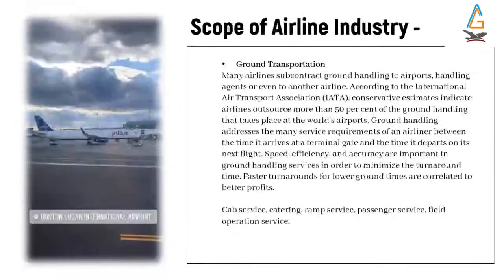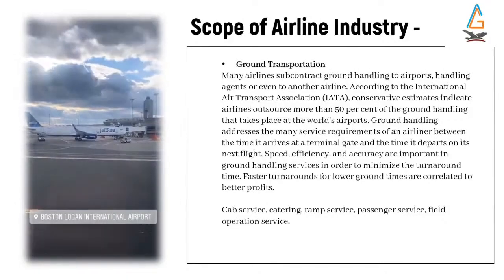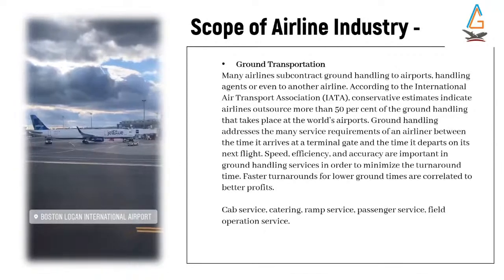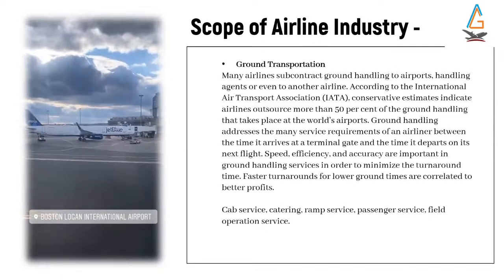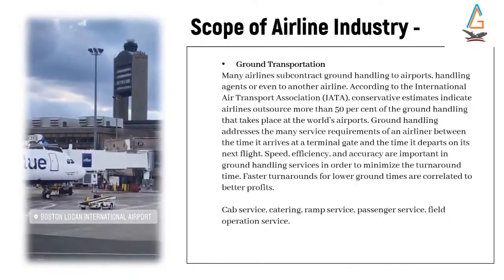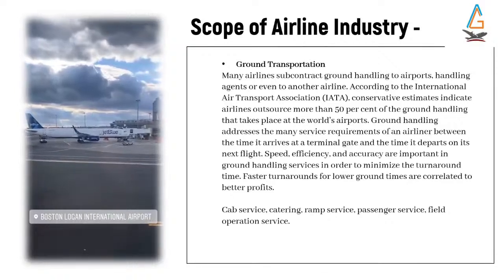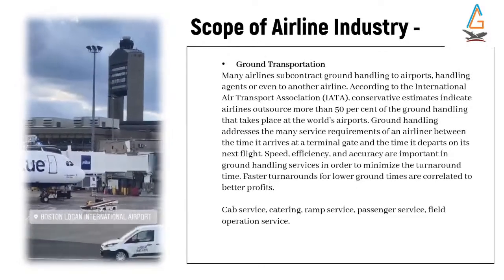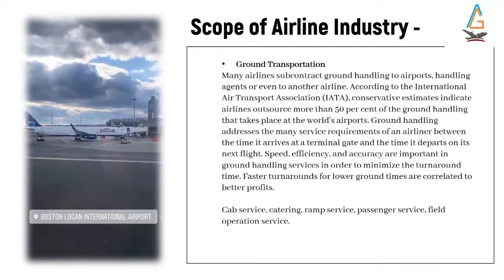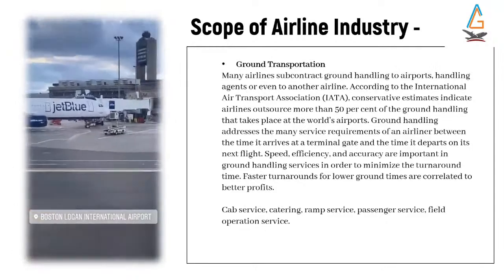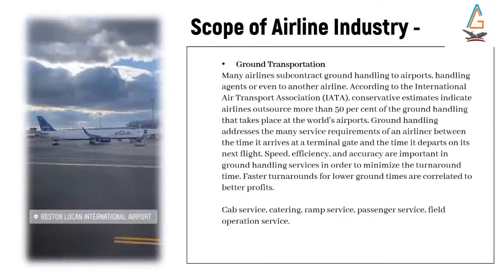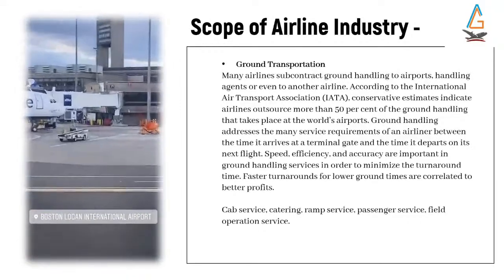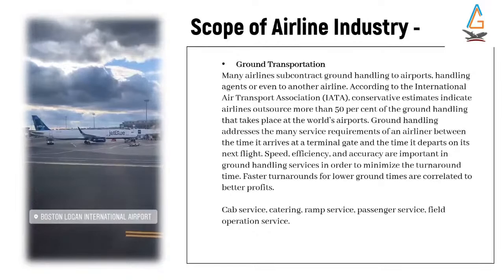Then we have got ground transportation. I am just gonna read this paragraph on the screen, okay? So, yes, many airlines subcontract ground handling at different airports, handling agents or even to another airline. According to IATA, that is the International Air Transport Association, conservative estimates indicate airlines outsource more than 50% of the ground handling that takes place at the world's airports. Ground handling addresses the many service requirements of an airliner between the time it arrives at the terminal gate and the time it departs for its next flight.